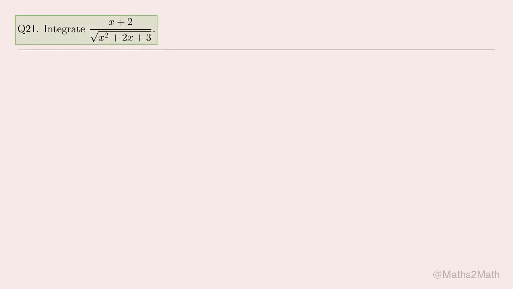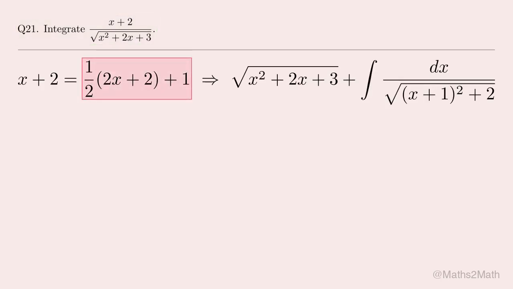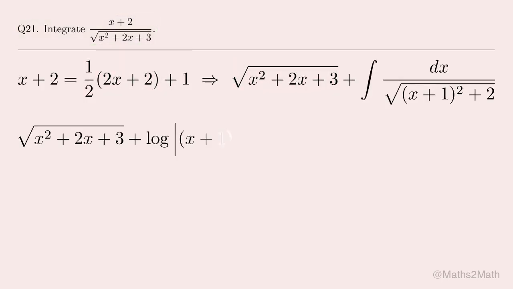Question 21. Half the derivative plus a remainder of 1. Root plus log. X plus 2 is half of 2x plus 2, plus 1. The log form for the leftover.